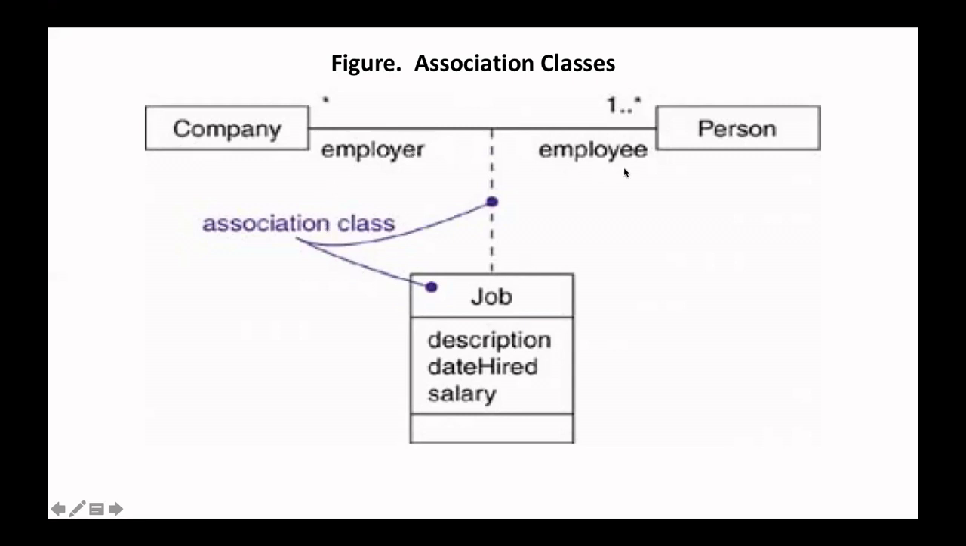Between the two classes, company and person, what is the relationship? We can say it is an association class, connected by a dotted line, with job description, date hired and salary. This is the association between both company and person. Job is a class, and job is associated with the person and company. This will show in the association class in this manner.